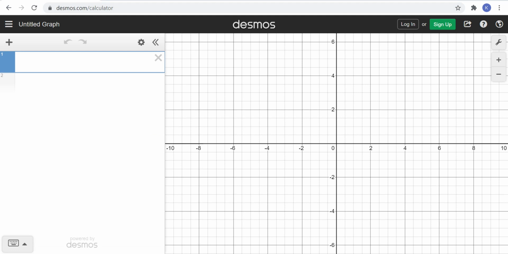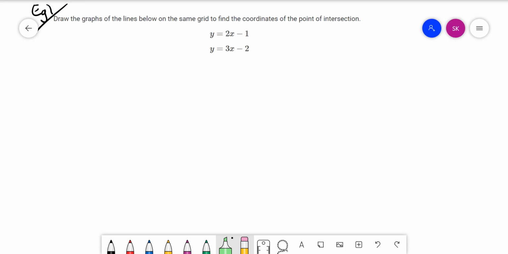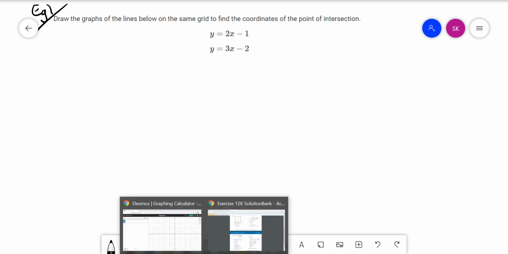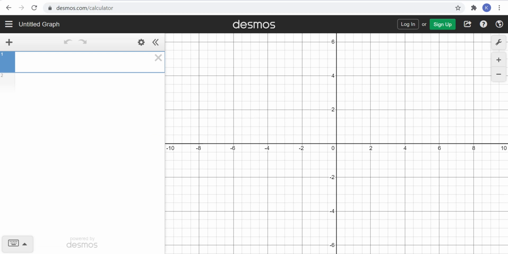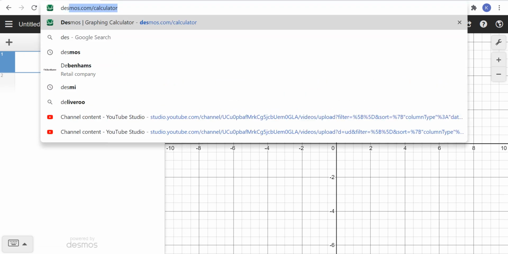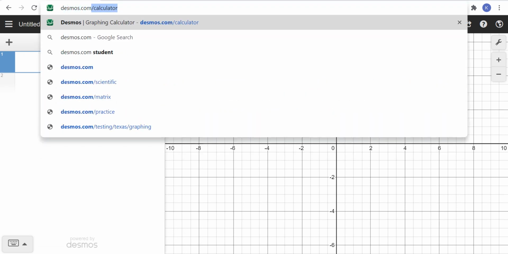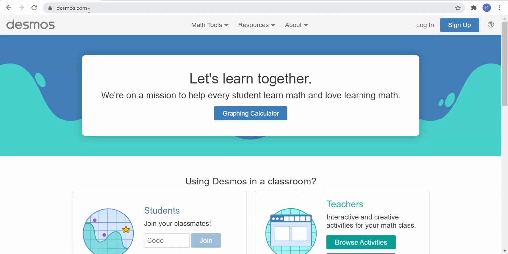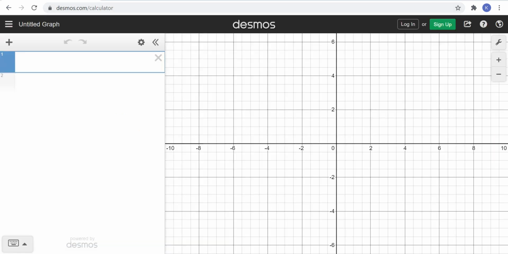So let's just go through that again. When you're asked to draw the graphs of the lines below, rather than going through and doing it in your book, I'm going to help you do it an easier way on the internet. You're going to go to desmos.com. You don't need to write the calculator bit, just write desmos.com. And then it'll bring you to this, and you just click graphing calculator.